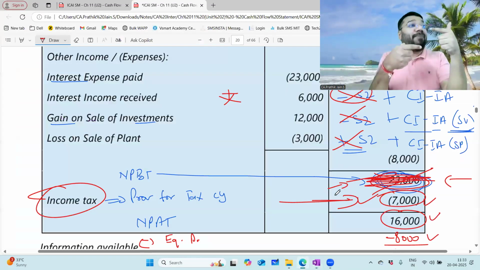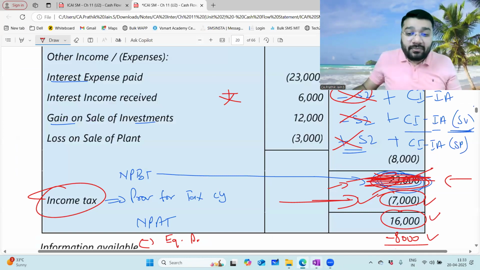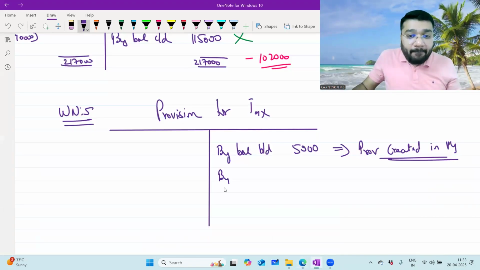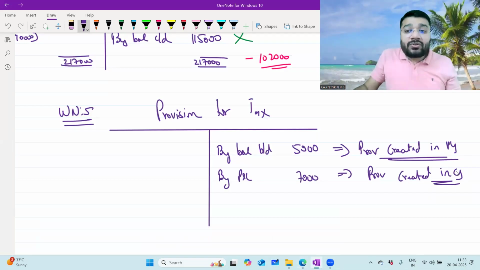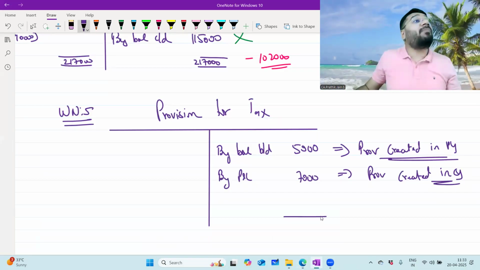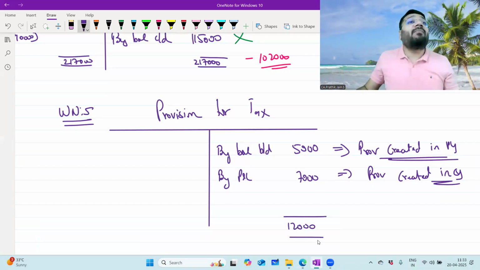The debit impact is given here. Now we are giving the credit impact in the provision for tax account. So by P&L, how much? 7,000. This is the provision, or promise, created in the current year. So how much totally have you promised to pay to the income tax department? 12,000 rupees.